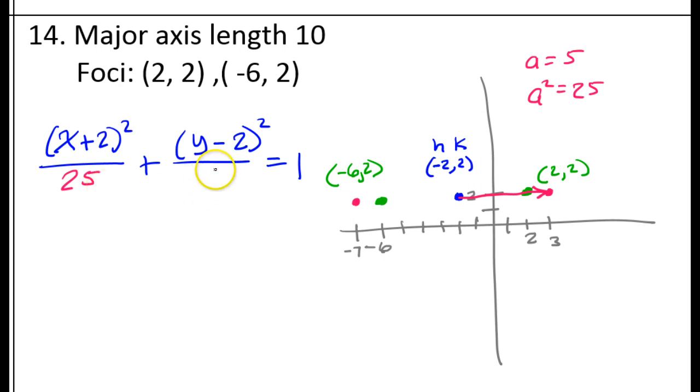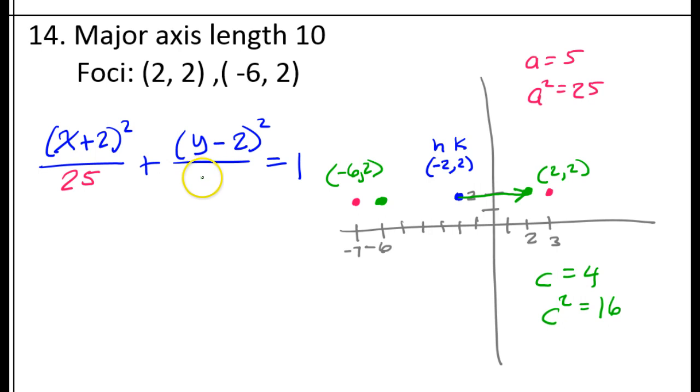Now I need the b squared, which is the distance to a covertex, but they didn't give us that. They gave us foci. So I'm going to have to use what I've got. I have my a value, which gave me a squared. Because of having a focus, I can find the c value. The c value is the distance from the center to a focus. So this is from -2 to +2. That's 4. So c is equal to 4, which means that c squared is equal to 16.